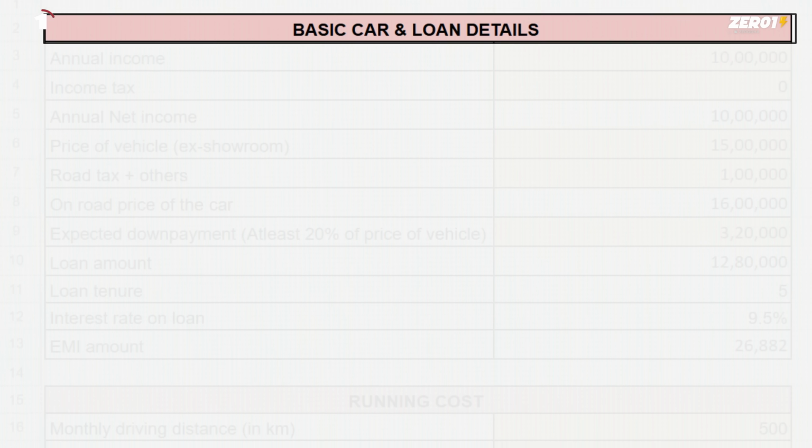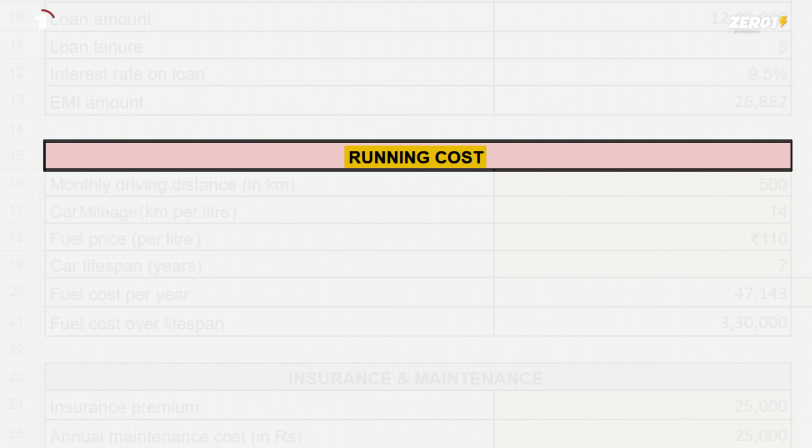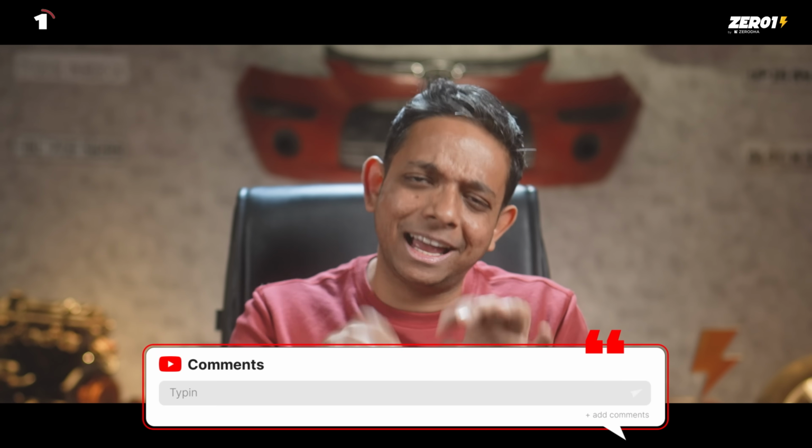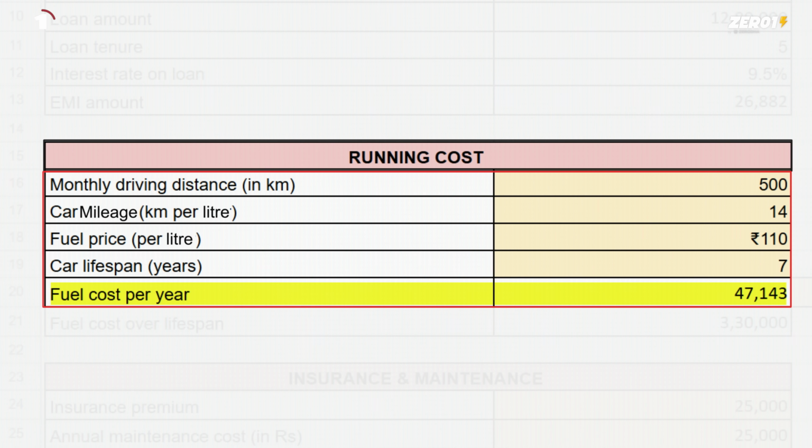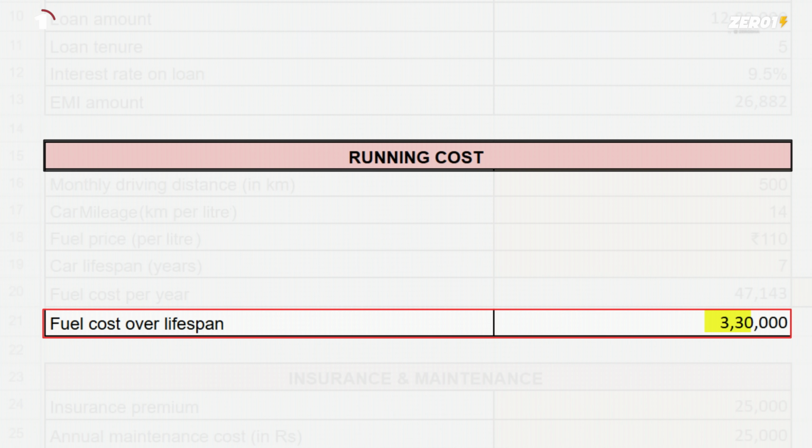Now let's see the running cost. Most people actually don't calculate this. I have already calculated it and put it in the comments. Now I want you to think that the fuel cost per year is 47,000 and over a lifespan it's 3.3 lakhs. The value of your car is what you paid, 16 lakh rupees, and you're spending 3.3 lakhs on just the running cost.